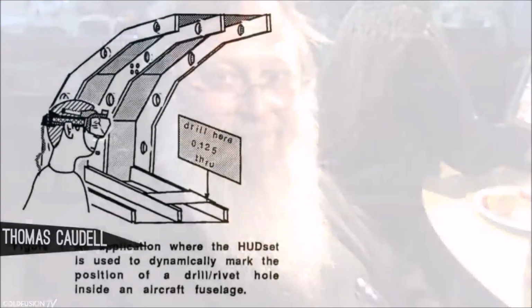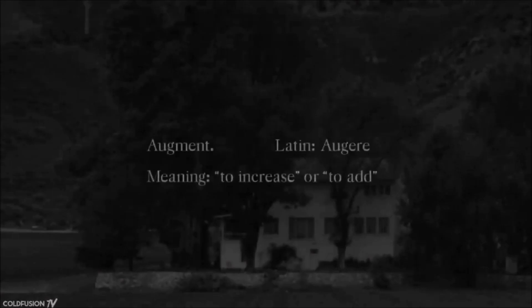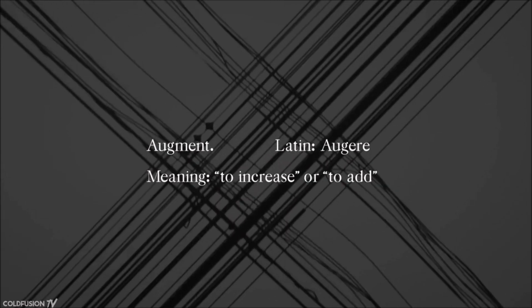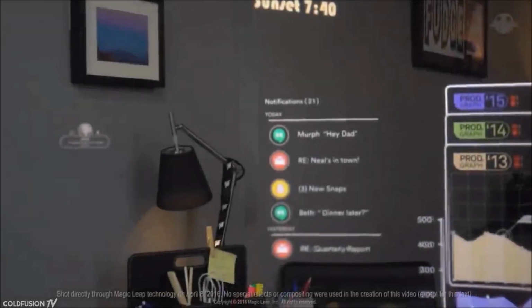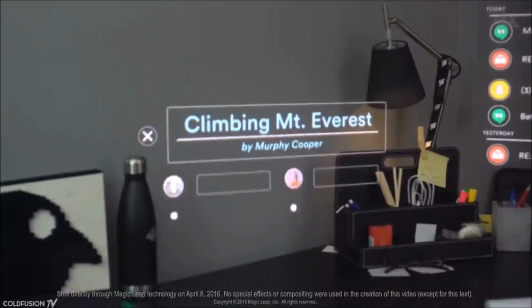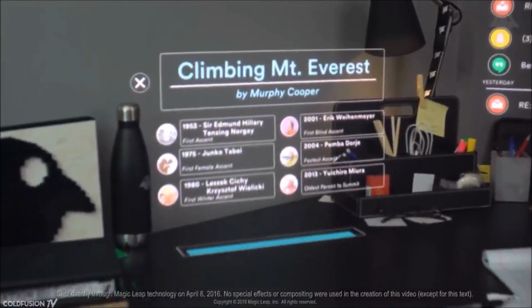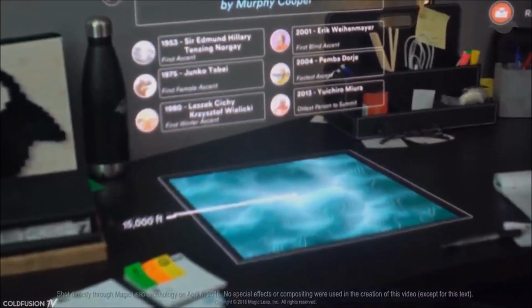The term augmented reality is attributed to a former Boeing researcher, Thomas Caudell, in 1990. Augment is from the Latin word augere, which means to increase or to add. Hence, AR technology is adding to our existing reality. Currently, augmented reality is also showing promise with efforts like Microsoft's HoloLens and the very secretive Magic Leap project. So let's take a quick summary of both technologies.